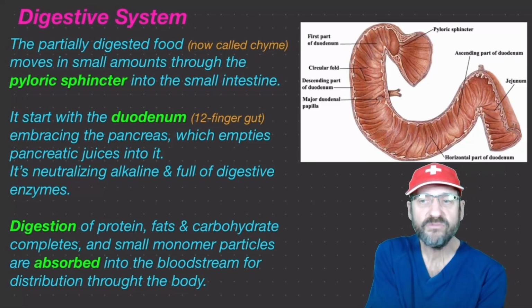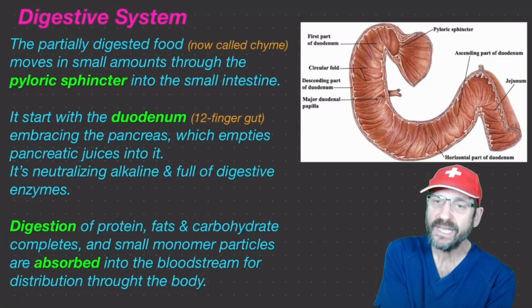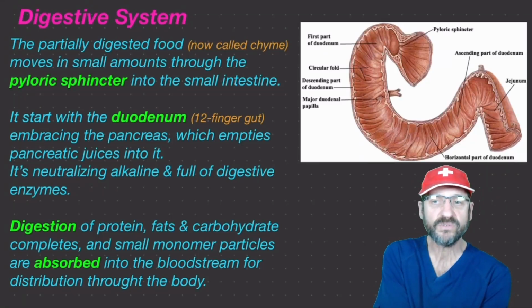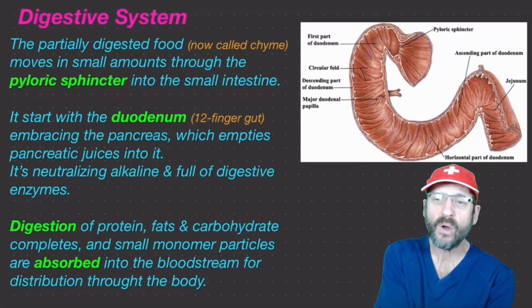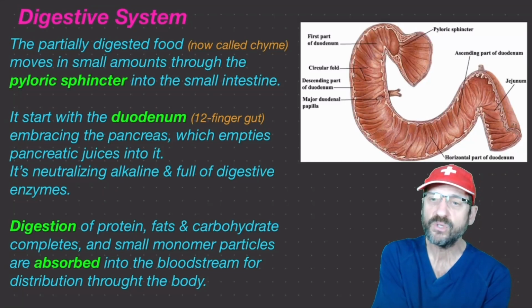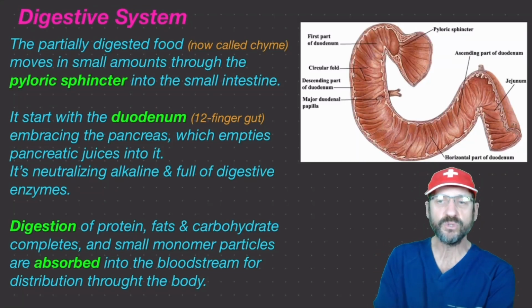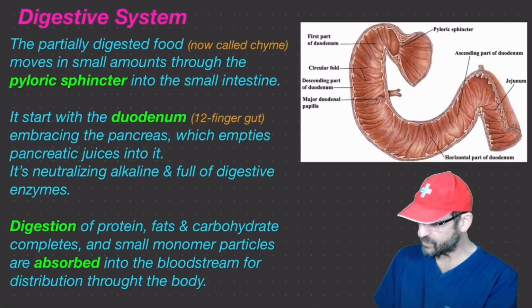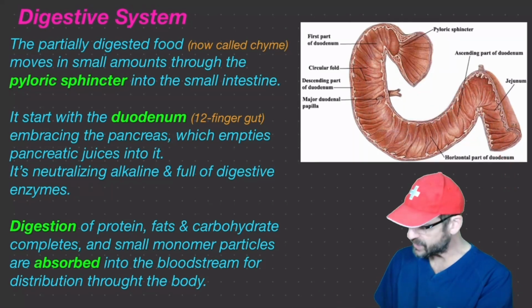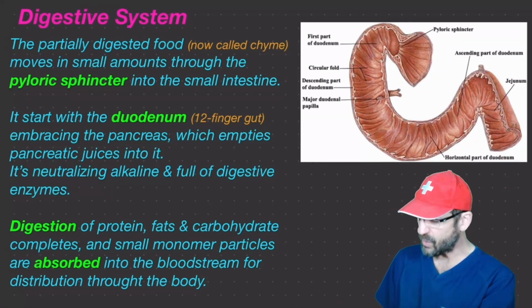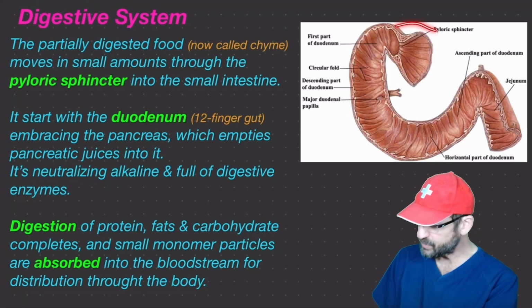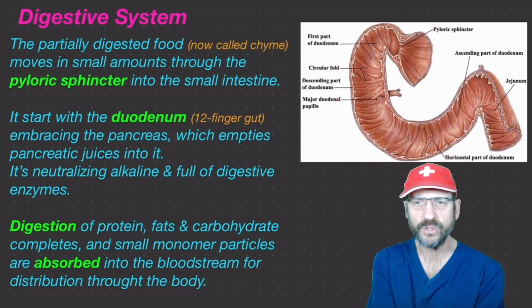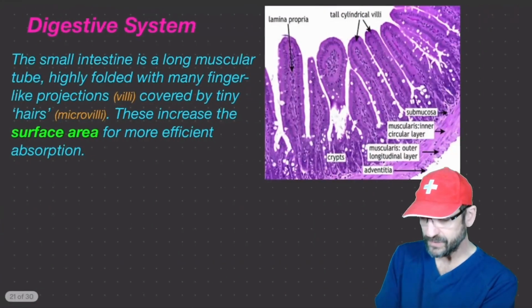Digestion of protein and fats and carbohydrates is completed in this first part of the small intestine, and then small monomer particles are absorbed into the bloodstream for distribution throughout the body. As we move further down into the small intestine, the first part here is the duodenum, and this is this portion here, and then you see here the word jejunum. That's the second portion of the small intestine.